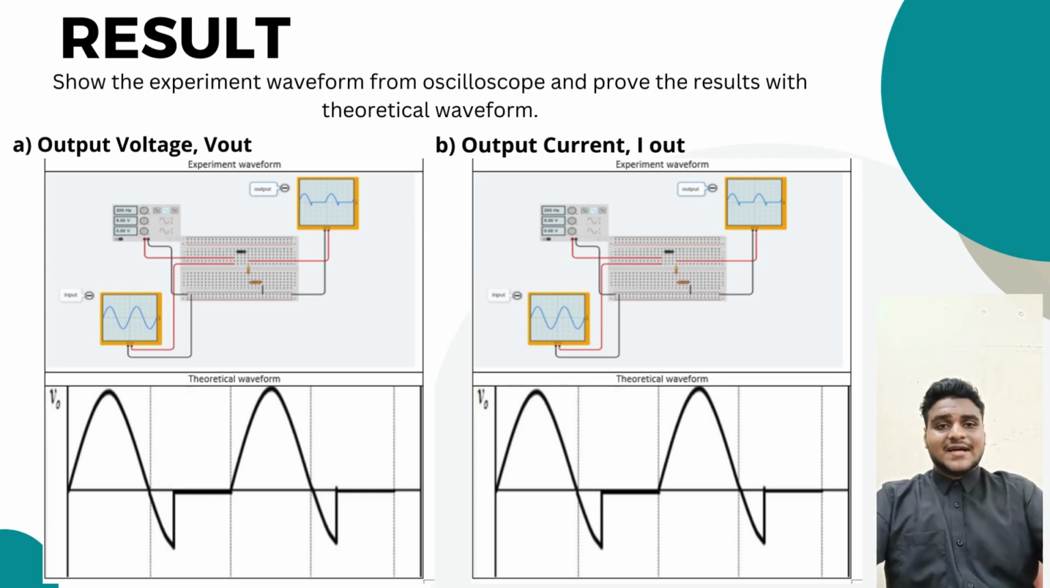And as for the results, we show the experiment waveform from the oscilloscope and compare the result with the theoretical waveform. For A, output voltage V out. Here is the diagram of the circuit and the theoretical waveform. And for B, output current I out. Here is the schematic diagram in Tinkercad and the theoretical waveform.